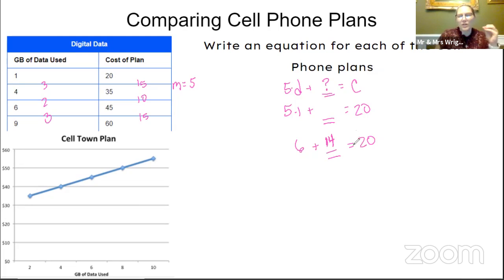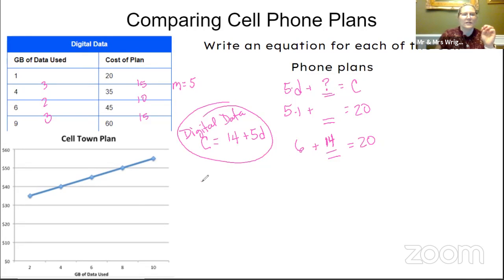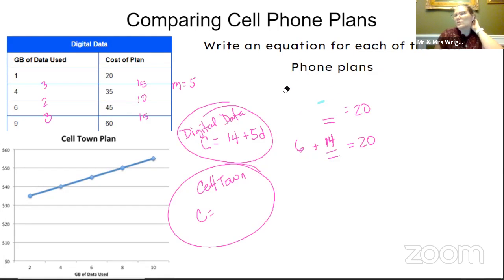Even if you use no data whatsoever, it's going to cost you the initial fee. And then it costs you $5 per piece of data. So we'll have the cost of the cell phone plan is the initial fee plus 5D. That's for digital data. Okay. That's answer 1. Now we have cell town, which is what we're going to need. C equals something. That will be our second answer. Let me go ahead and erase this so I have a little room to work.